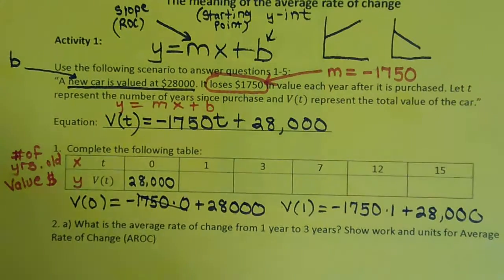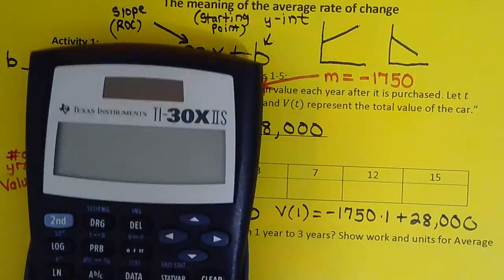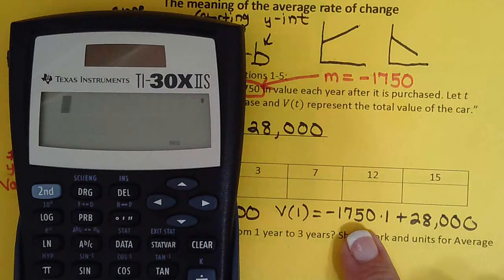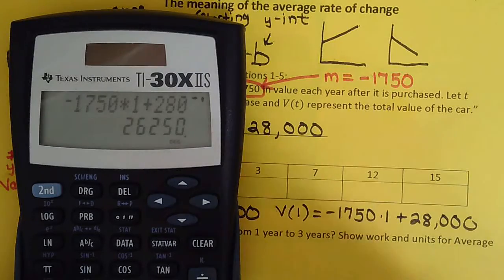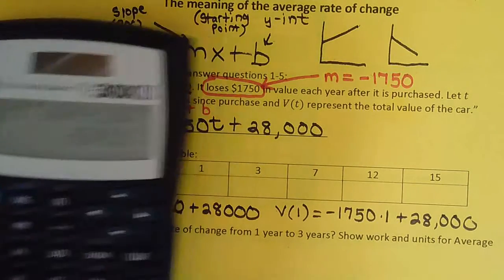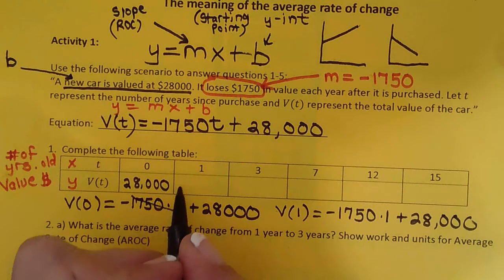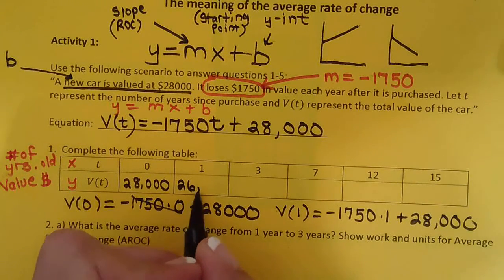So now we can plug it into our calculator. We have negative 1750 times 1 plus 28,000. And that is 26,250. So that's what the car is worth after 1 year. So $26,250.